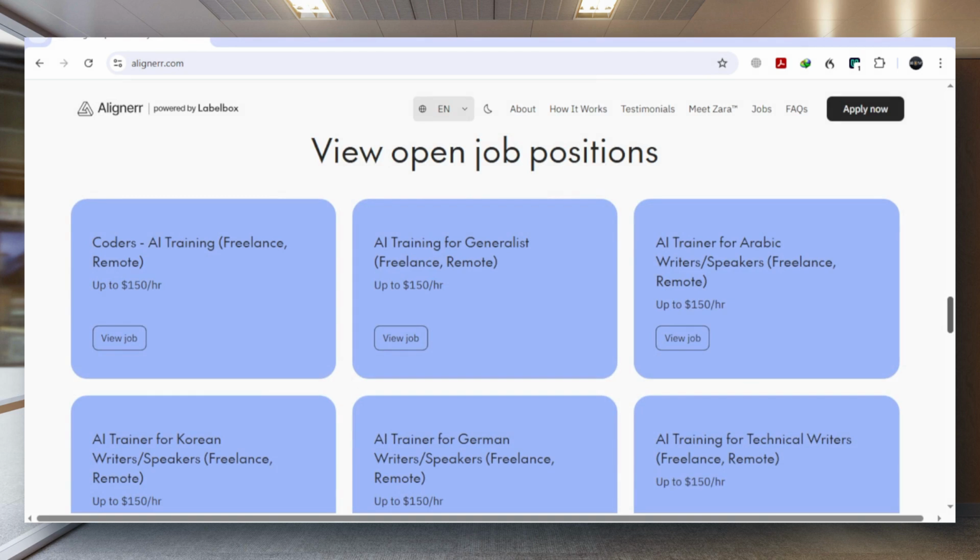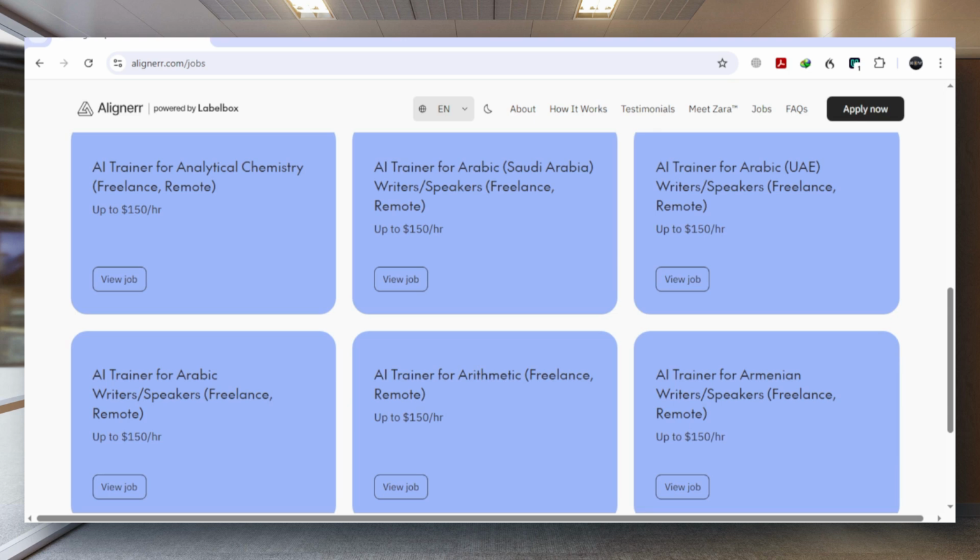So these are some of the positions that are available: coders, AI training freelance, AI training for journalistic freelance remote, AI trainer for Arabic writers, speakers, freelance, Korean speakers, German, and other subjects as well.